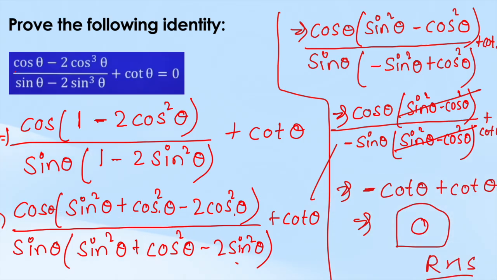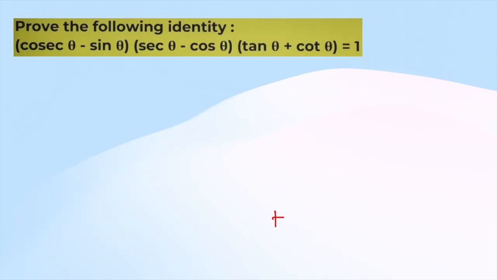Hence proved. So what was the trick here? Again the same trick, that in place of 1 we have to put sin square theta plus cos square theta. And in this step, when the signs were different, what we have to do? We have to take minus 1 common in order to cancel them out. Come to the next one.